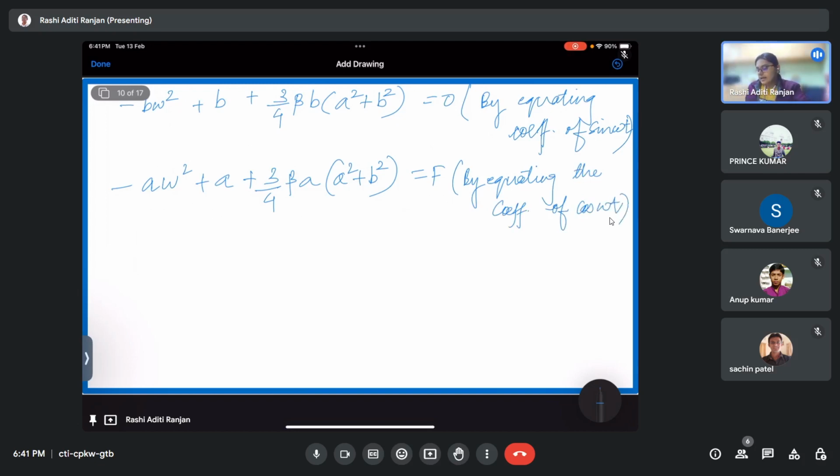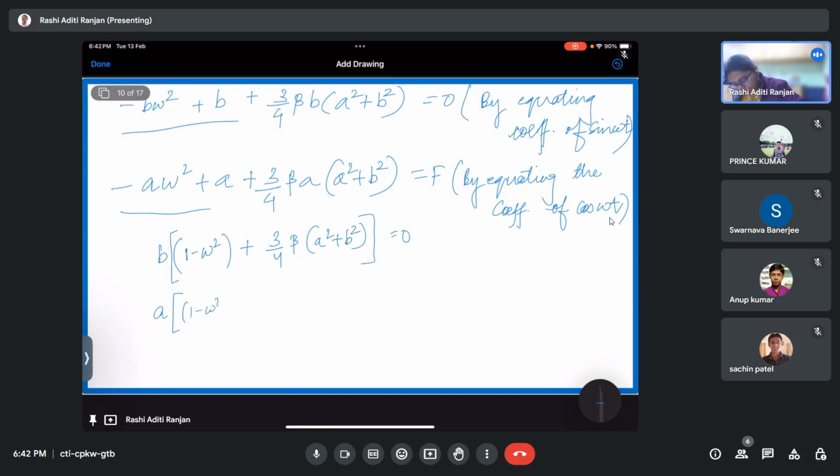Okay, now if I see both these expressions, I can write them by taking b common in the first equation and a common in the second equation like this. B into [1 minus omega square plus 3 by 4 beta (a square plus b square)] is equals to 0. And the second one is going to be a into [1 minus omega square plus 3 by 4 beta (a square plus b square)] is equals to F.